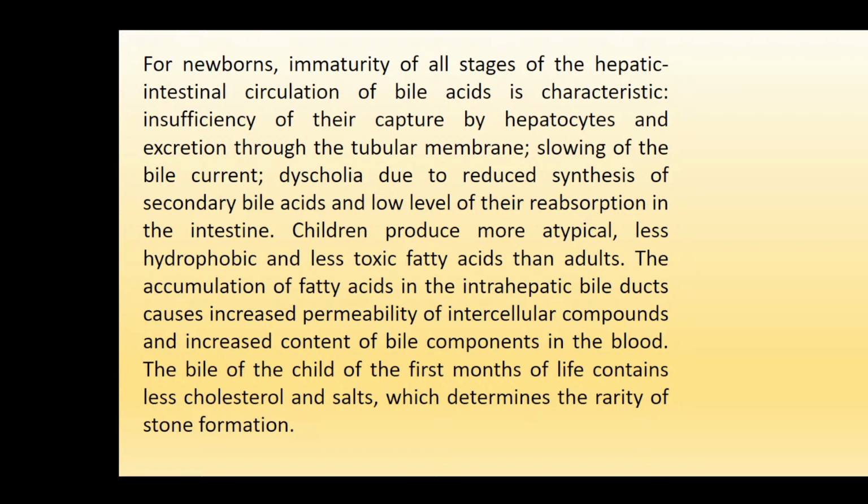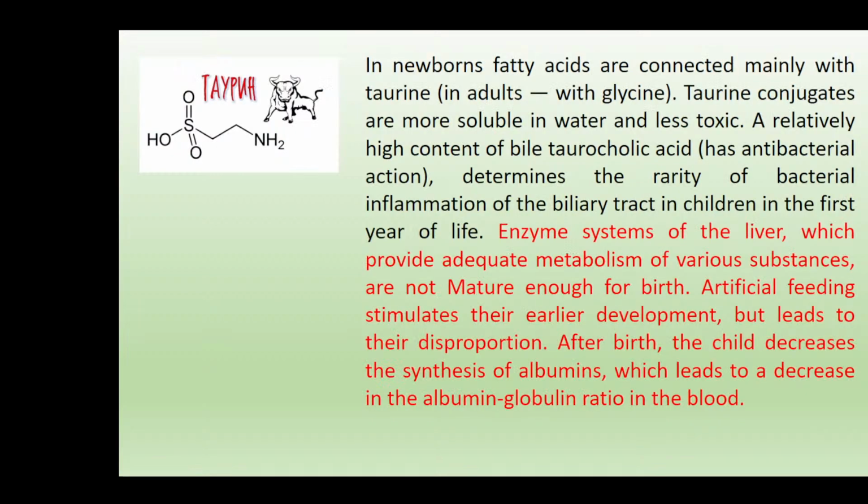Children produce more atypical, less hydrophobic and less toxic fatty acids than adults. The accumulation of fatty acids in intrahepatic bile ducts causes increased permeability of intercellular compounds and increased content of bile components in the blood. The bile of a child of the first months of life contains less cholesterol and salts, which determines the rarity of stone formation.